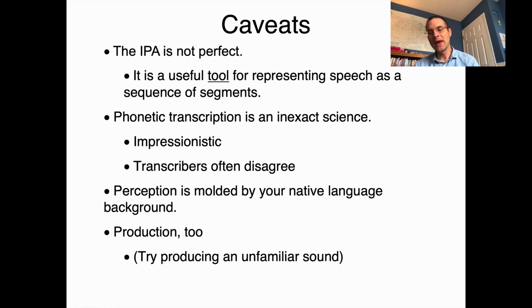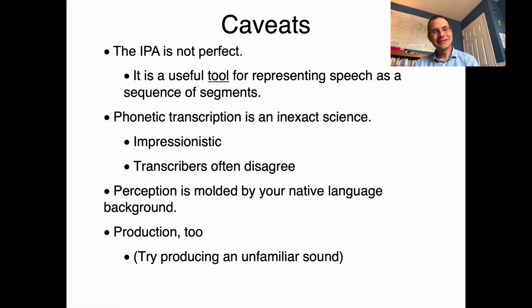Production works in a similar way, and you have probably had this experience if you've ever tried to learn another language, right? So you may have had to learn sounds which do not exist in English. I think a classic example of this, because I get complaints about this sound every time I teach this class, is if you are a native English speaker trying to learn something like Spanish and you have to learn a trill sound like the r in perro. I'm not particularly good at it, but I can get close enough. But a lot of students are like, I just can't do that sound.